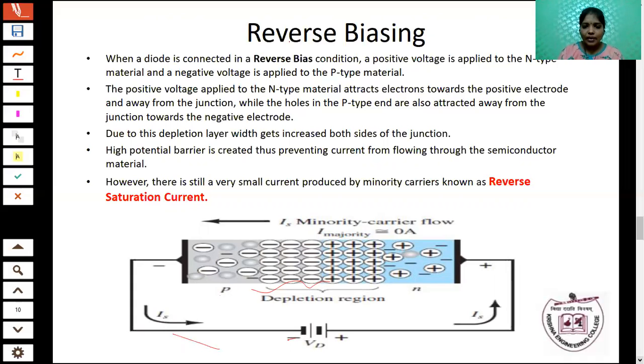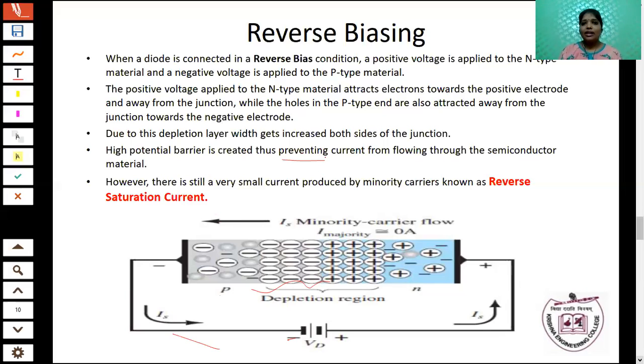So when the diode is connected in the reverse bias condition, reverse bias condition means what? The positive voltage is applied to the N-type material, the negative voltage is applied to the P-type material. When you connect the diode in the reverse bias condition, all the electrons and holes are attracted towards the battery. So the width of the depletion layer gets increased. Width of the depletion layer increased means a large amount of immobile ions are formed near the junction. So a high potential barrier is created across the junction, and it will prevent the flow of the current.